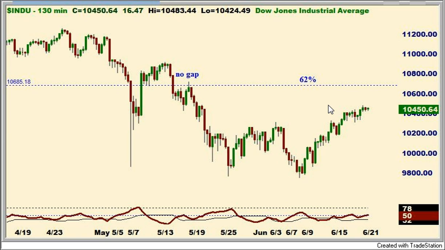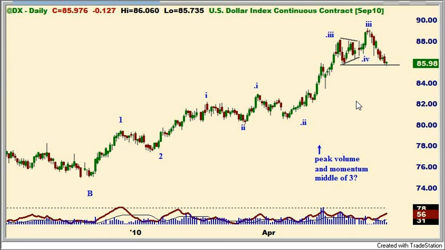The gap would take us a little higher, perhaps up to that 10,700 and change level. But we'll watch to see how it plays out. The Fibonacci ratios are not super important in and of themselves. It's more important to watch for the pattern.